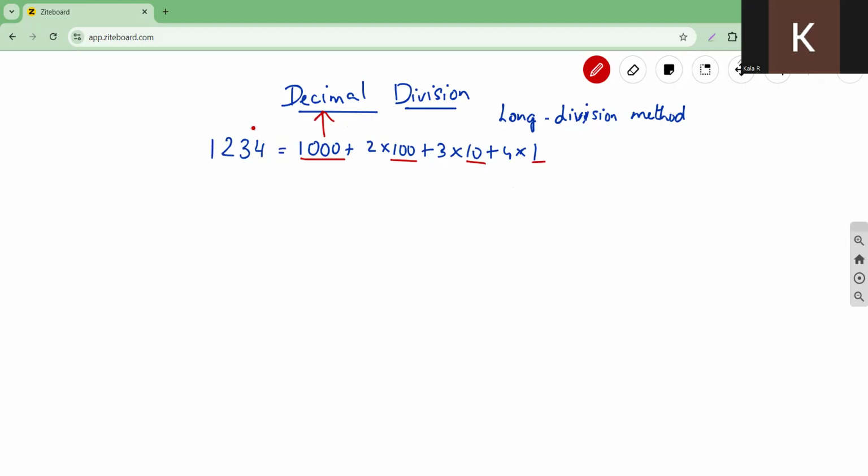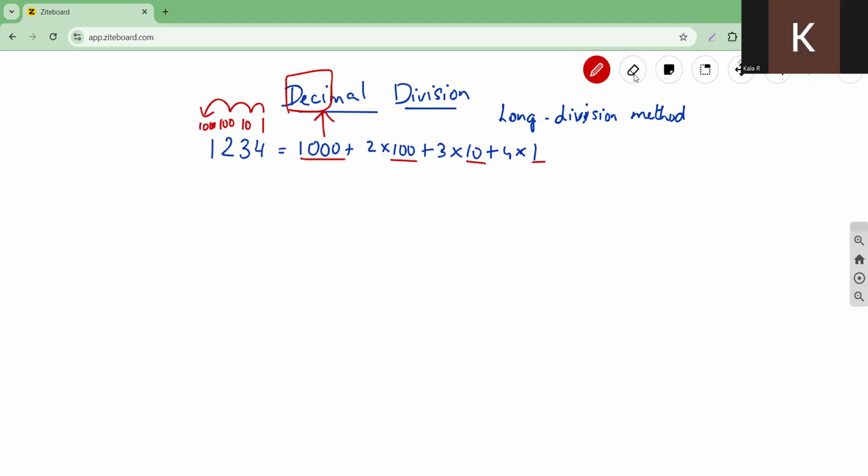Also, this is the ones place, this is the tens place, this is the hundreds place, this is the thousands place. So the place value goes by 10. Deci means 10. It becomes 10 times more each time. So this is called a decimal system.